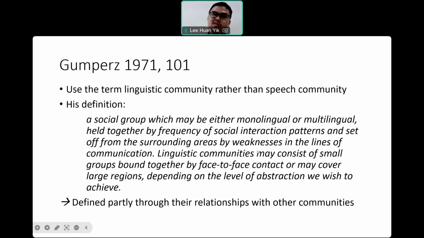Gumperz, however, uses linguistic community instead of speech community, because it can be monolingual or multilingual in a set of people. The social interaction patterns are the ones that determine it. It may consist of small groups bound together by face-to-face contact, or may cover larger regions, depending on the level of abstraction that we wish to achieve. So most probably the relationship within the community is important in this context.